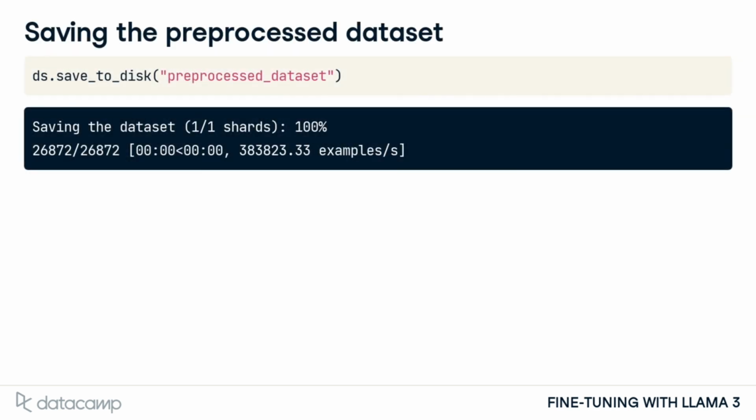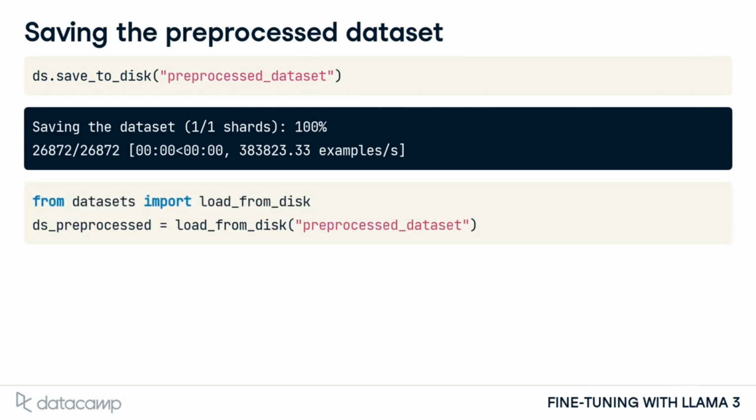After preprocessing, we save the modified dataset to disk using the save-to-disk method. Saving the dataset locally allows us to reuse it for multiple experiments, including fine-tuning with TorchTune. This step is essential for efficient data handling, especially when working with large datasets. To retrieve the dataset, we can use the load from disk function from Hugging Face's datasets, along with the file path we initially assigned to the dataset.